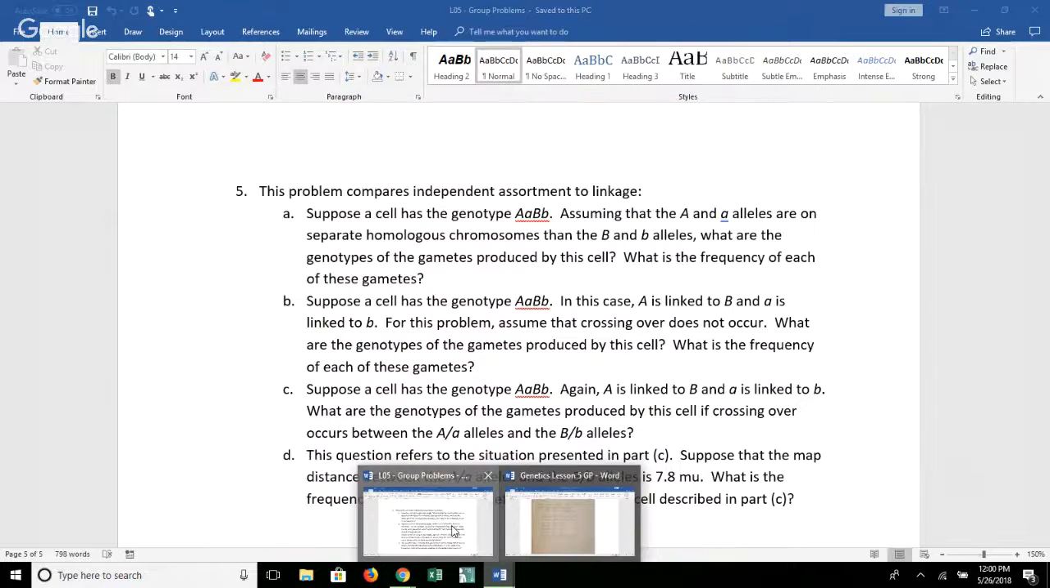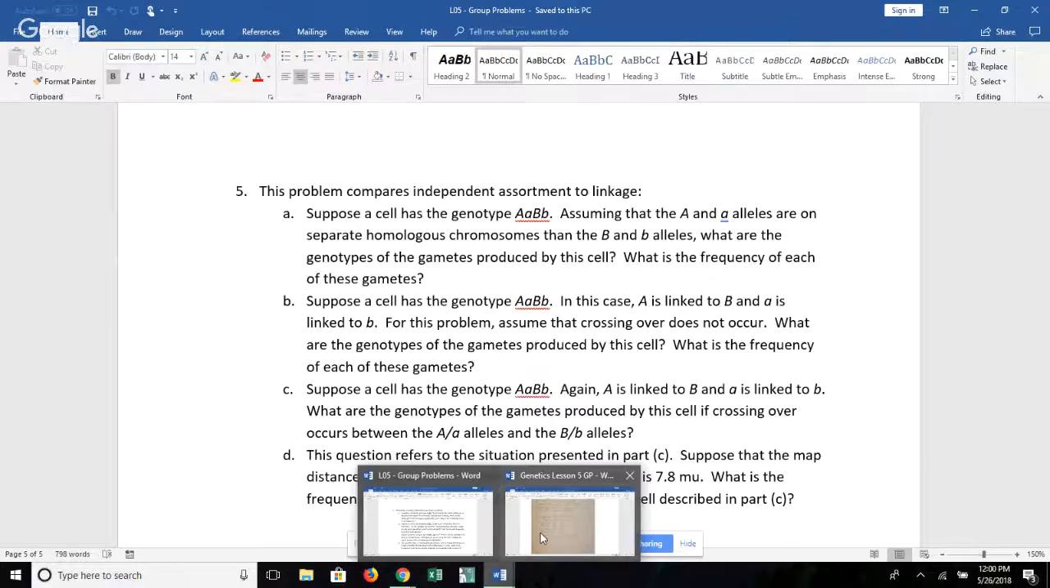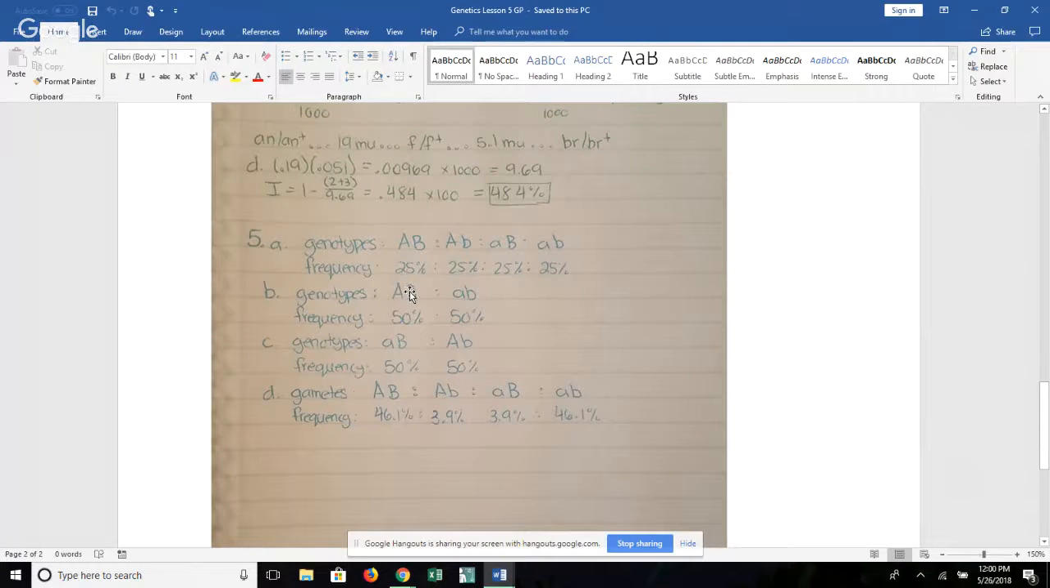The next part said, suppose a cell, same case, except the dominant A is linked to dominant B, and recessive A is linked to recessive B. Assume that crossing over does not occur. So if crossing over doesn't occur, then that means the dominant A sticks with dominant B, and the recessive A sticks with the recessive B. And your gametes are 50-50.